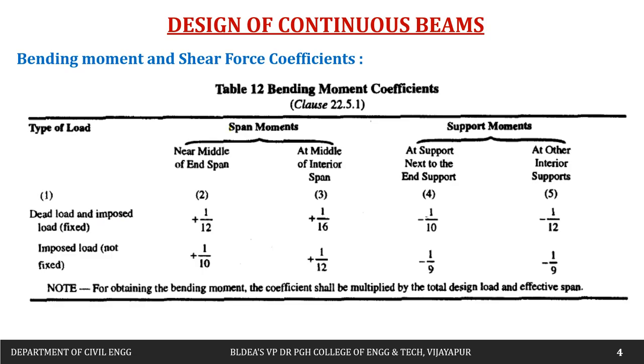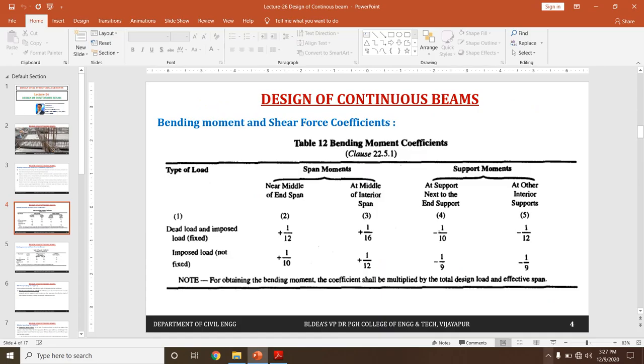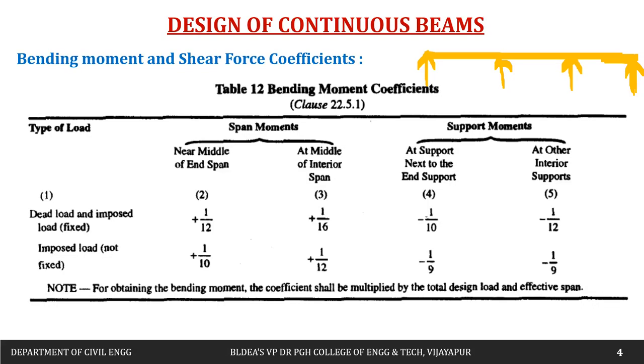Here in the continuous beam, they have given span moments as well as support moments. For example, if you have one beam like this, this is one support, this is another support, this is another support, and this is another support. Correct. Then if you see this continuous beam, here we are going to have span moments as well as the support moments.